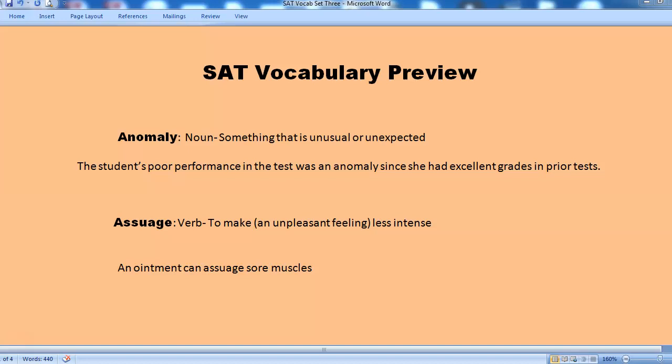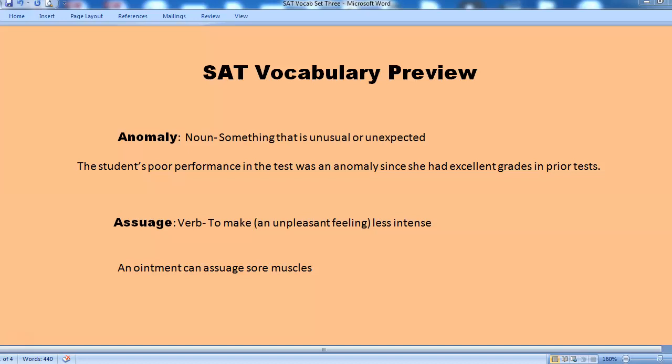In this lesson, we will learn some of the vocabulary that can be useful in improving our score in SAT. The first word we are looking at is anomaly. Anomaly is a noun, something that is unusual or unexpected. The student's poor performance in the test was an anomaly since she had excellent grades in the prior tests.